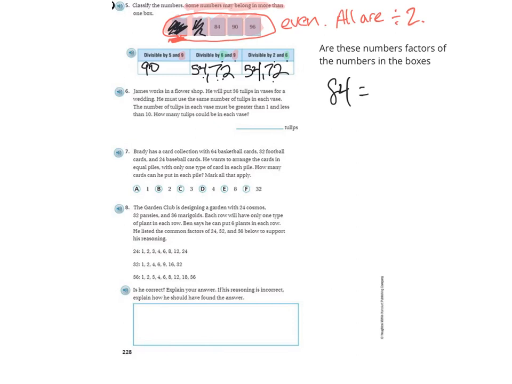If I add the digits of 84, 8 plus 4 equals 12. Can I do 12 divided by 9? No, I mean I can, but I won't get a whole number, so 9 is not going to be a factor. What about 6? It will matter in the next one. So I know 84 will not fit in this box because it's not divisible by 9. Let's go over to this box.